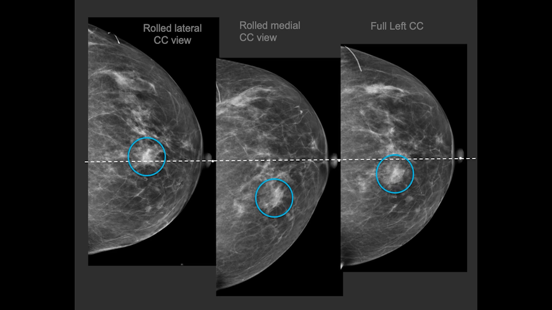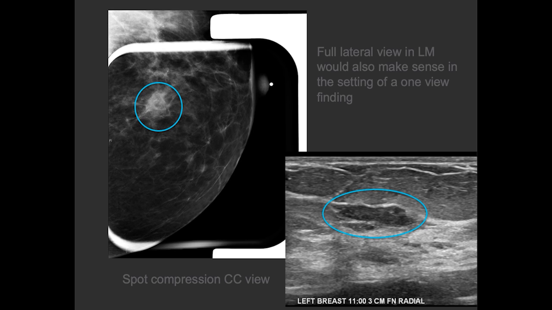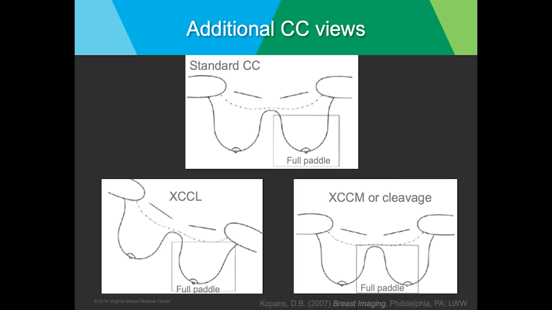So on the medial CC rolled view, the lesion went medial, and on the rolled lateral CC view, the lesion went lateral. This means that the lesion was in the superior aspect of the breast, and we already knew it was medial given the full CC finding just medial to the nipple. So this means it's in the upper inner quadrant, and in the left breast, that was around 11 o'clock. And this turned out to be a mass at ultrasound and was a fibroadenoma.